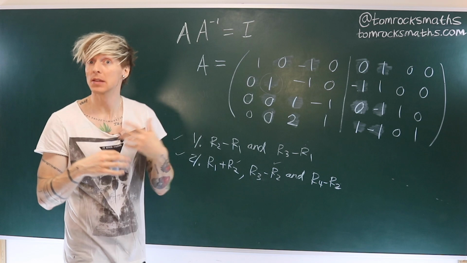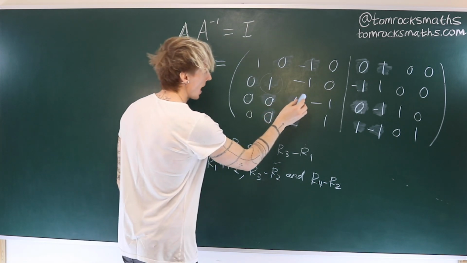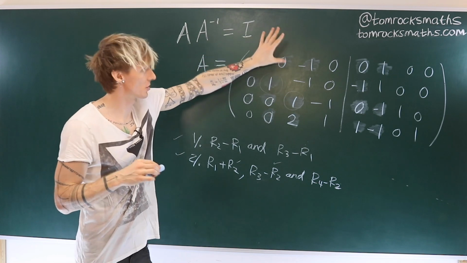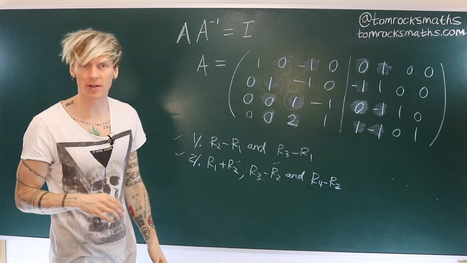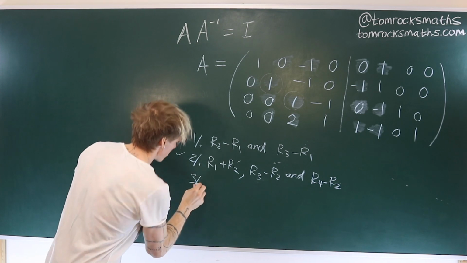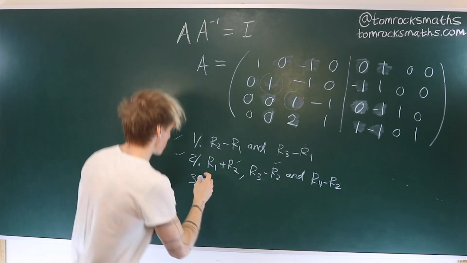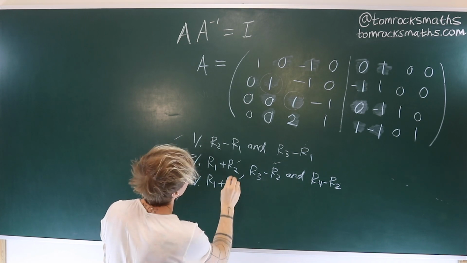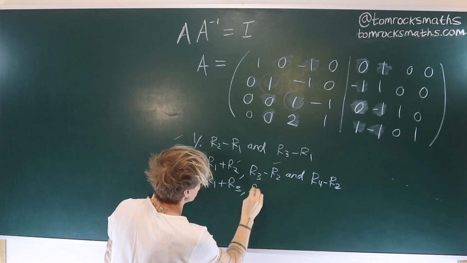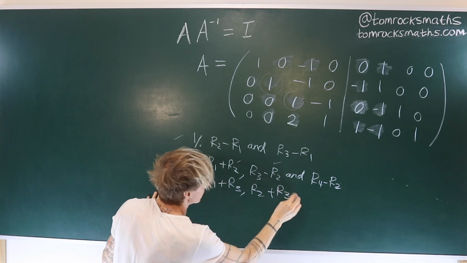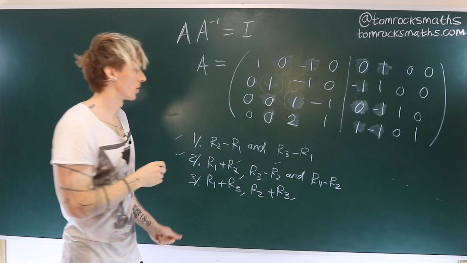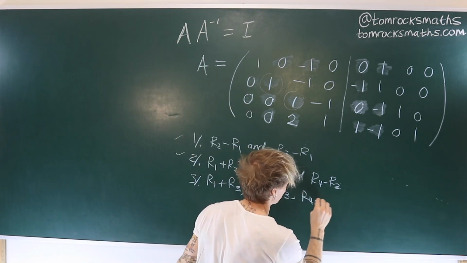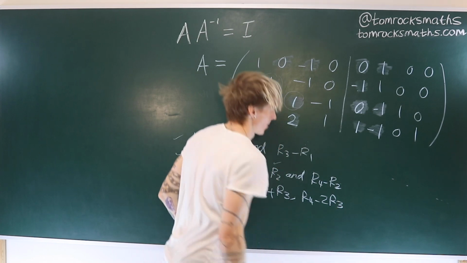Next, we look at the third column. So again, we have the 1 that we want. So we just need to add multiples for the top 2 and subtract a couple for the third one. So our third set of EROs is going to mean to do row 1 plus row 3, row 2 plus row 3, and then we also want row 4 minus 2 lots of row 3.